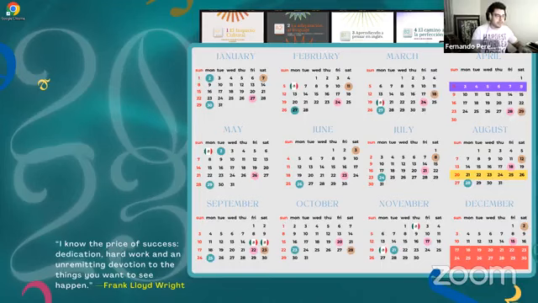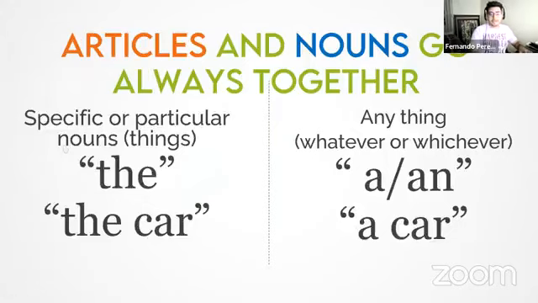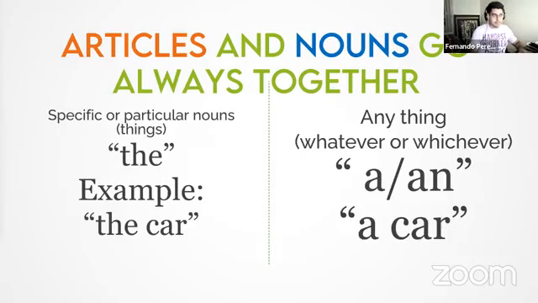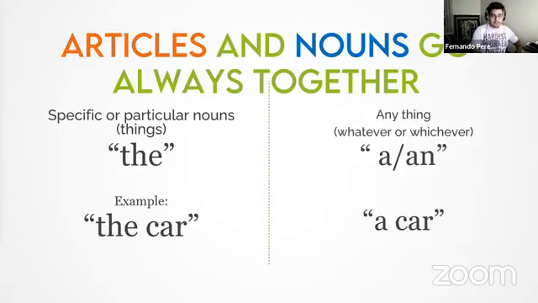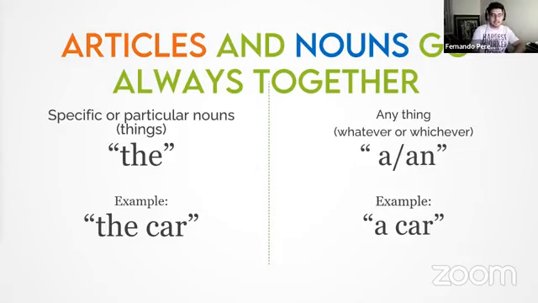Articles and nouns. Okay, here we go. A specific or particular noun: the car. And anything or whatever or whichever: a car. The question is, what's the difference? Who knows what's the difference between the car or a car?